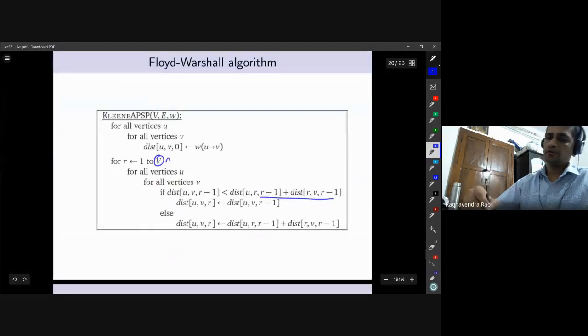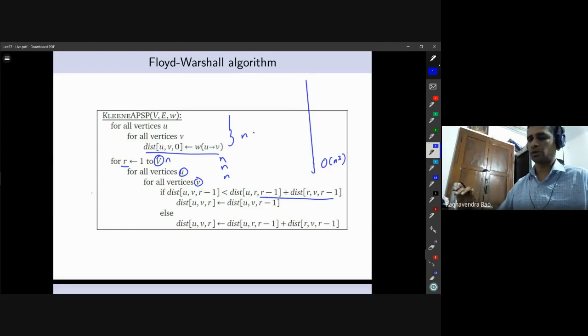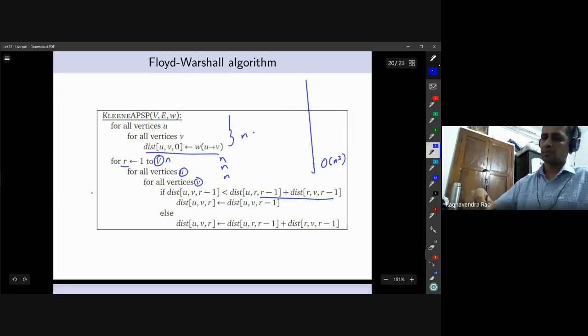And how do you do it? For every pair of vertices u and v, you have to range r from 1 to n. r equal to 0 is already defined, initialized here. So this will run for n, this will run for n into n, again n. So the running time will be order of n cube. This is perhaps the simplest of the shortest path algorithms. No extra structure, nothing. All you need is an array. The only complication here is you'll need a 3-dimensional array, not a 2-dimensional array. So you'll need 3 parameters.